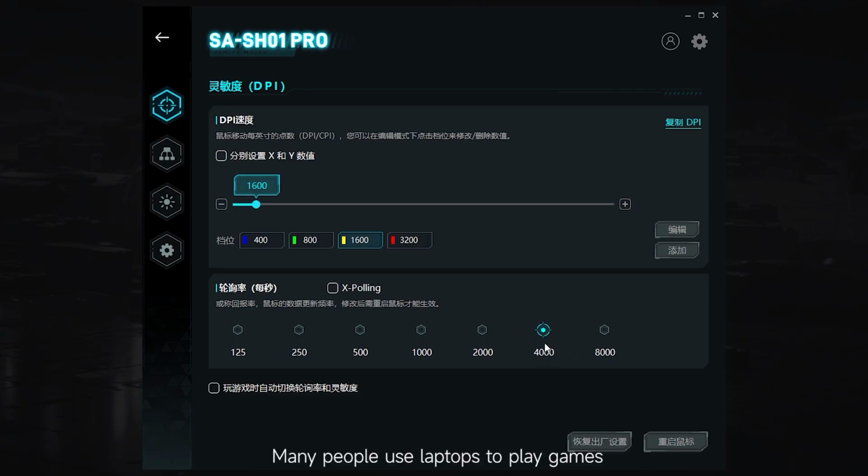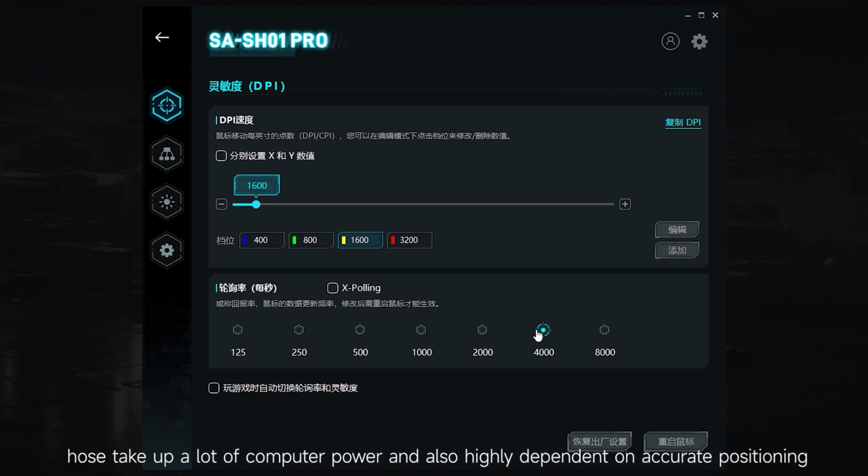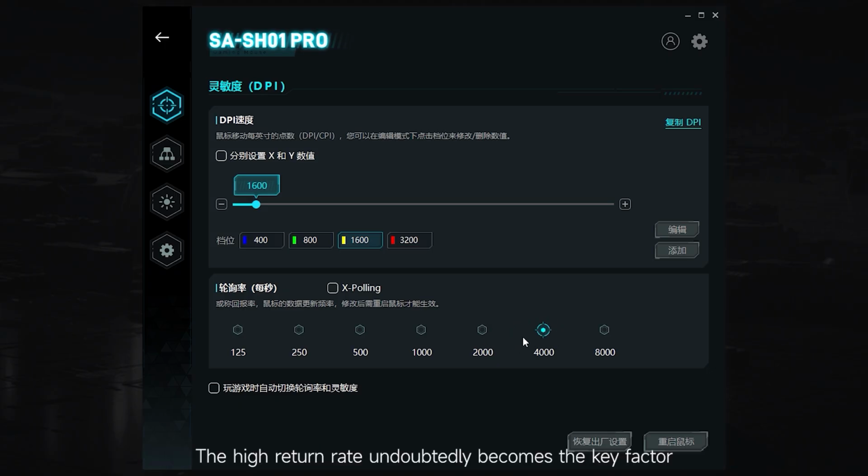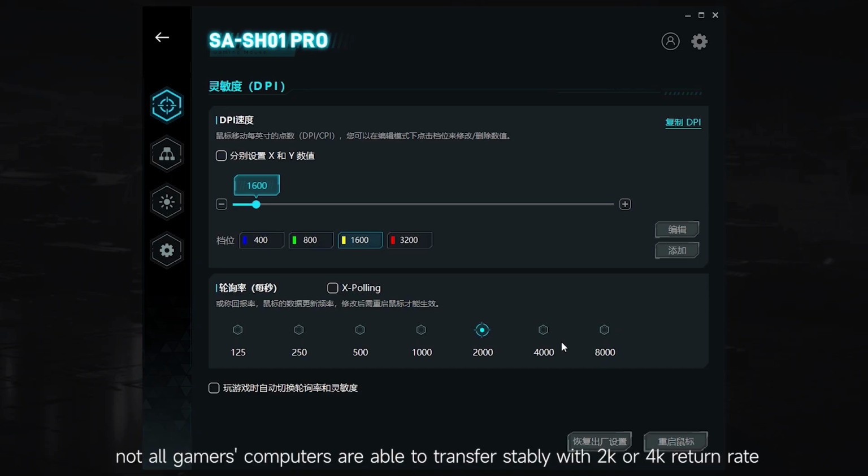Many people use laptops to play games like PUBG and CS2, which take up a lot of computer power and are also highly dependent on accurate positioning. The high return rate undoubtedly becomes the key factor of the best gaming experience for players. However, not all gamers' computers are able to transfer stably with a 2K or 4000 return rate.